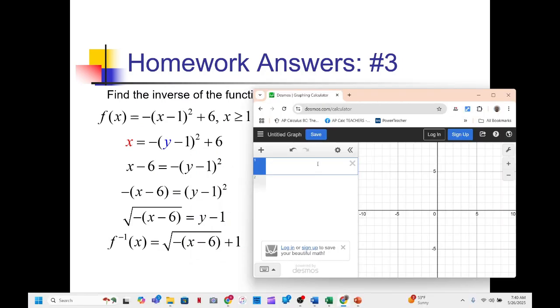Let's start with the original function, f of x equals negative parentheses x minus 1 squared plus 6, curly bracket, x greater than or equal to 1.